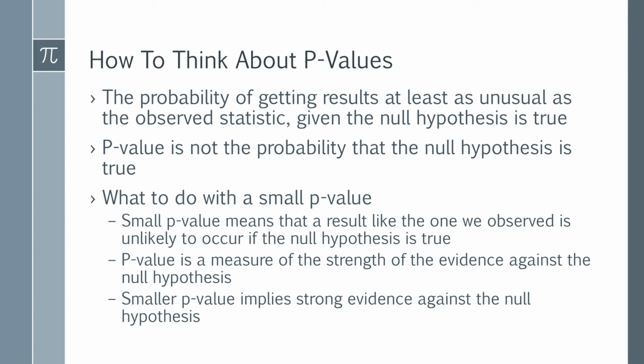What do we do with a small p-value? Well, a small p-value means that a result like the one we observed is unlikely to occur if the null hypothesis is true. And the p-value is a measure of the strength of the evidence against the null hypothesis. A smaller p-value implies strong evidence against the null hypothesis.